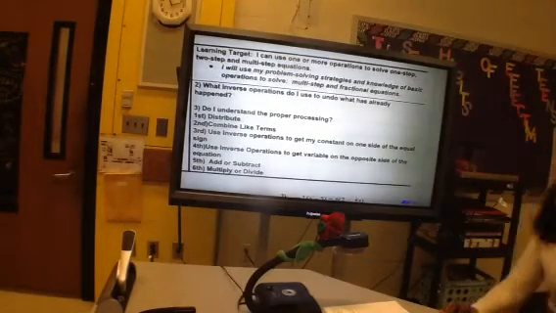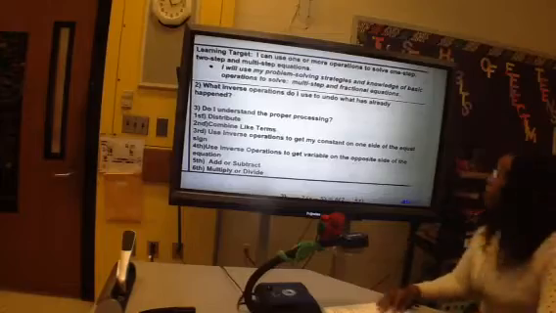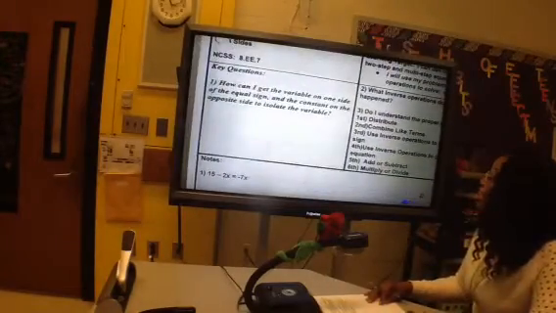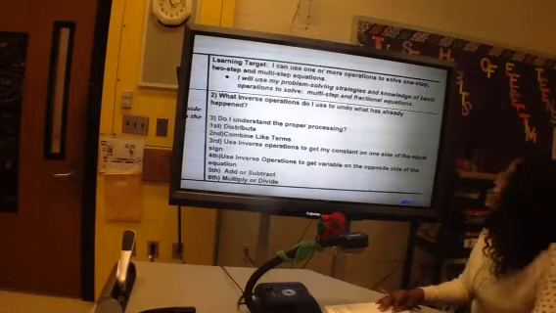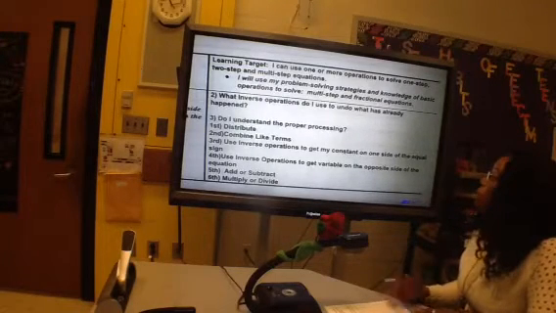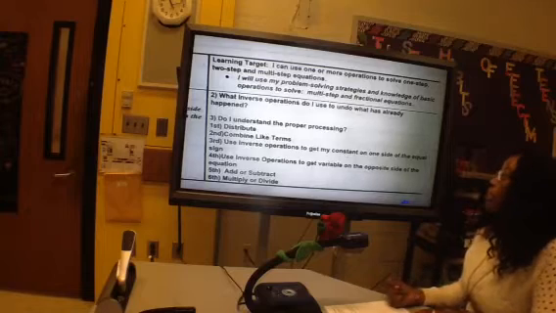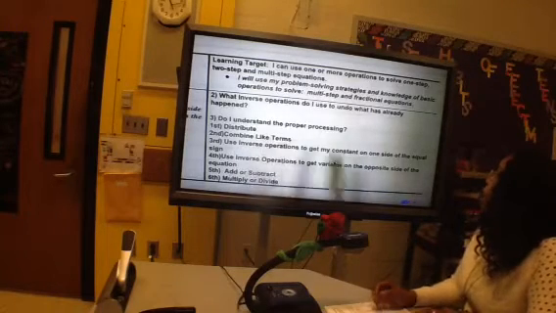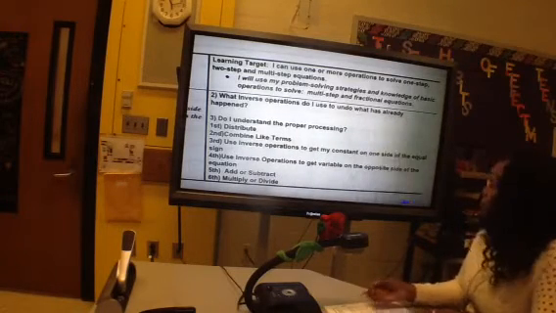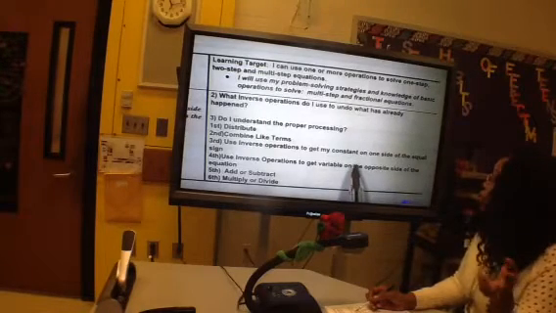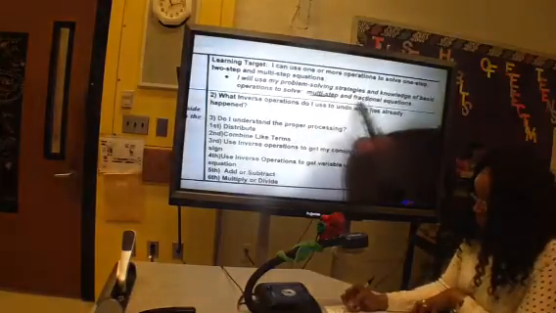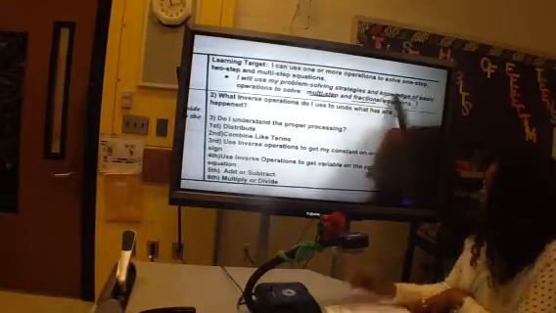Alright guys, today you're working on your North Carolina State Standard 8.EE.7. Your learning target is I can use one or more operations to solve one-step, two-step, and multi-step equations. Your language objective is I will use my problem-solving strategies and knowledge of basic operations. So your basic operations are addition, subtraction, multiplication, and division to solve multi-step and fractional equations.